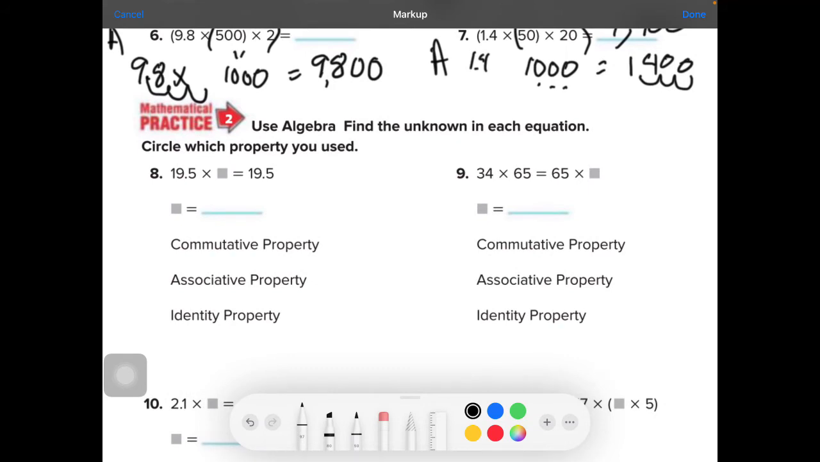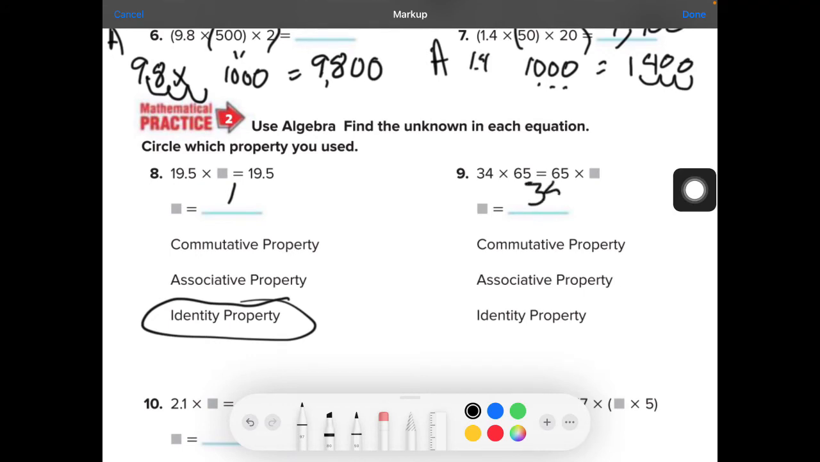All right, right here, we're finally going to get to use some of the other properties. Circle which property is used. 19.5 times something equals 19.5. I'd have to say a beautiful 1, and that's going to be its identity, because it's not going to lose its identity. And on this one, they have an equal sign, which tells us they are probably going to be a commutative property. I have a 65 here, 65 here, 34 here. I imagine a 34 is what we're going to need. So then we have our commutative property.